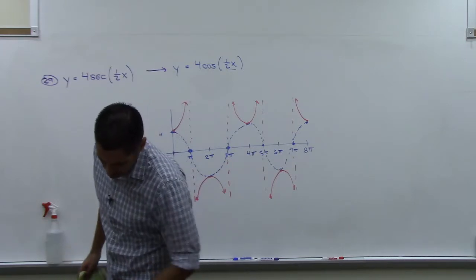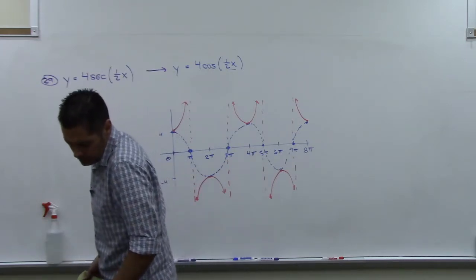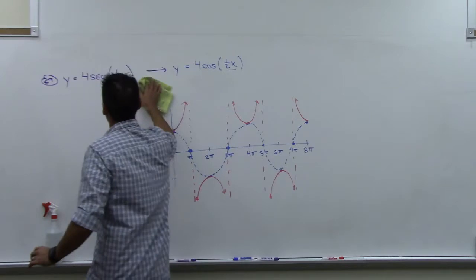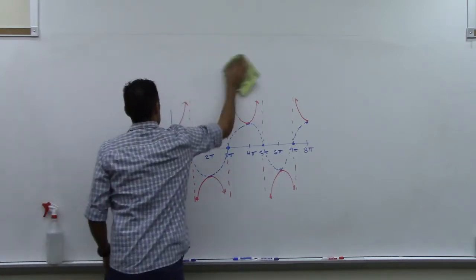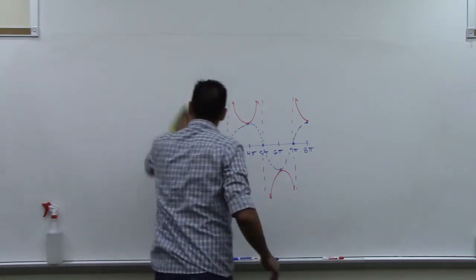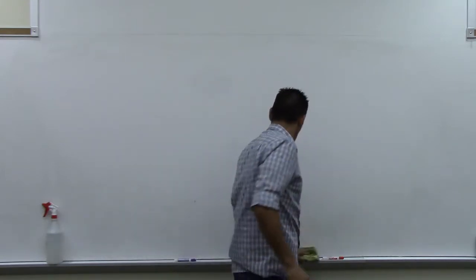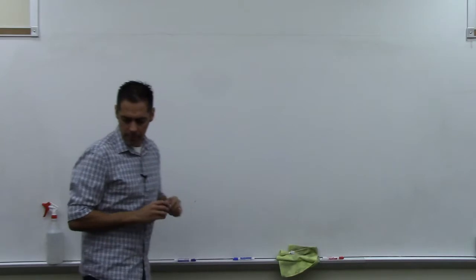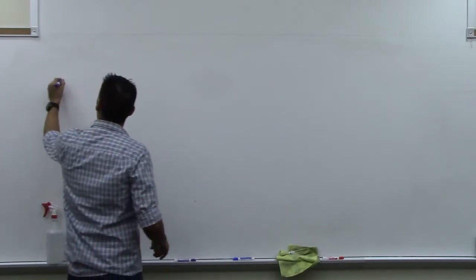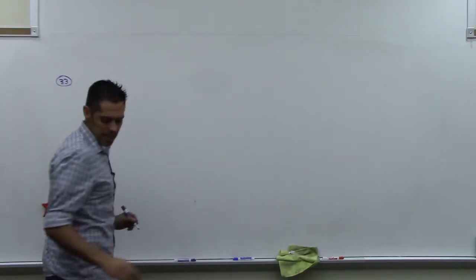Okay, 33. Tangent of 1/4 x plus 1. So we're switching back now. We're going back to a tangent. So I'm not going to have to graph like a sine or a cosine first. Right? 33. I'm graphing a tangent.